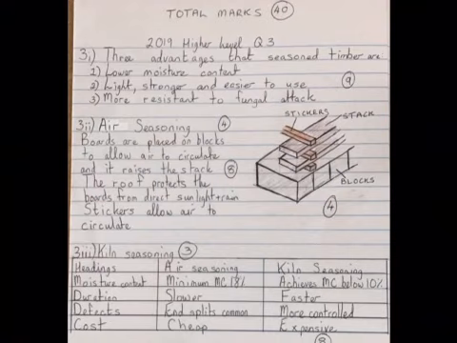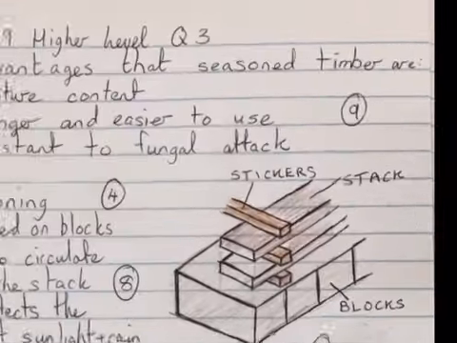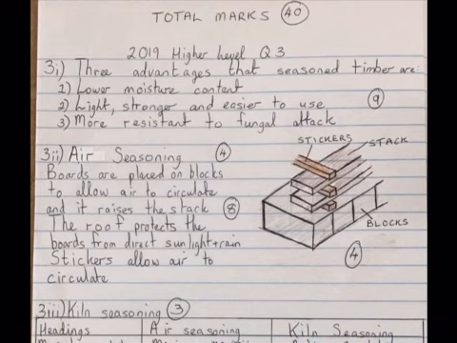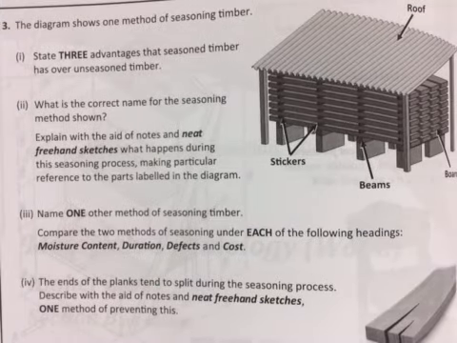Alright, so that's the first part. You'll see there 9 marks, so there's 3 marks for each of those. So 3 marks for number 1, 3 marks for number 2 and 3 marks for number 3. Alright, so that's the first part, fairly straightforward there.